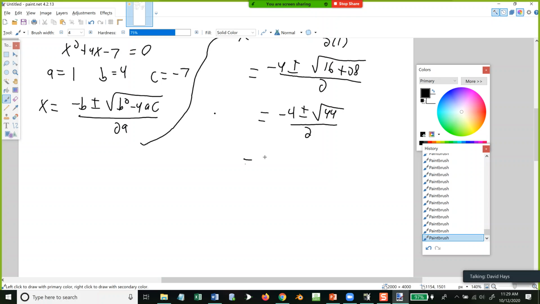Simplify that. 44 is 2 times 2 times 11. Remember, a pair of numbers comes out as a single. So the pair of 2's comes out as a single 2. So we got negative 4 plus or minus 2 square root of 11 over 2.